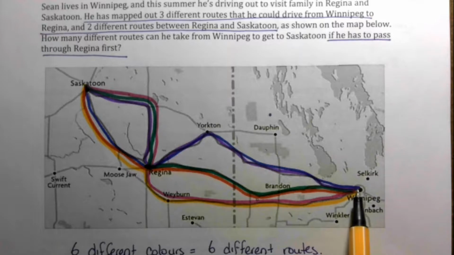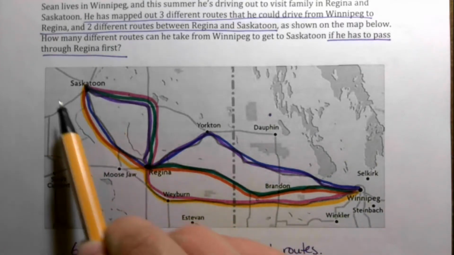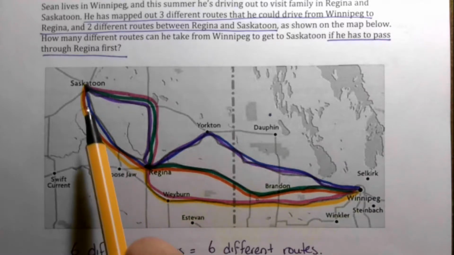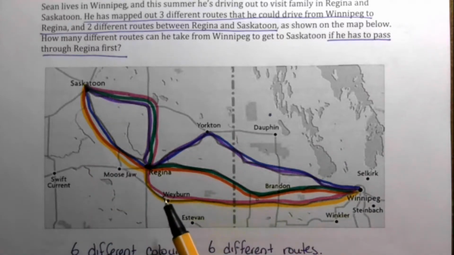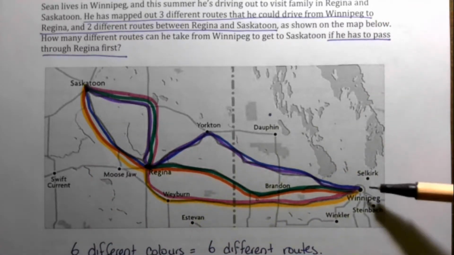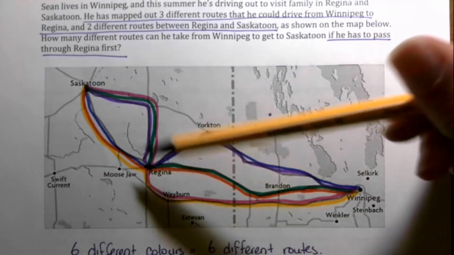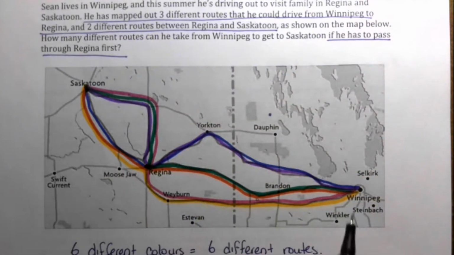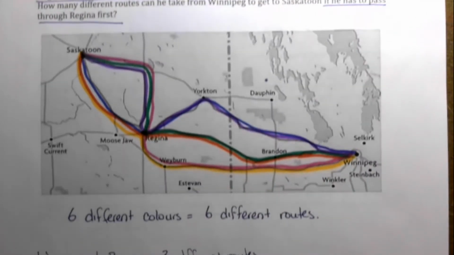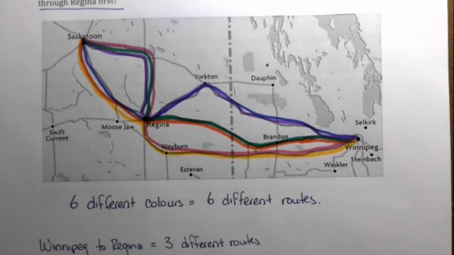So there's 6. He can go along the top and along the bottom, along the top and then along the top. The green route, the red route, and then pink and then yellow. Each one of these complete paths is a different route than the others. So there were 6 different colors, there were 6 different routes.